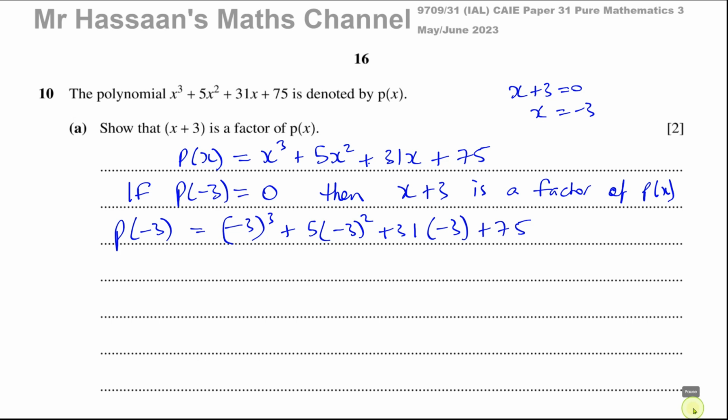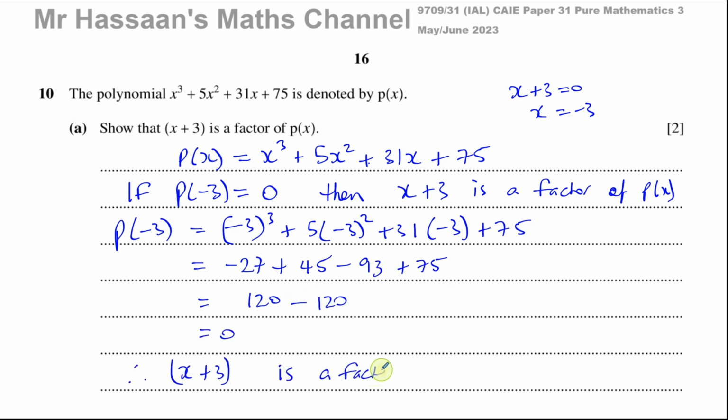So what this will give us, well, you have 45 plus 75, which is 110 plus 10, that's 120. And you've got minus 27 minus 93, so you've got 20 and 90 gives you 110, and 7 plus 3, so it's going to be negative 120, which of course gives us 0. So we can say, therefore, x plus 3 is a factor of p of x.